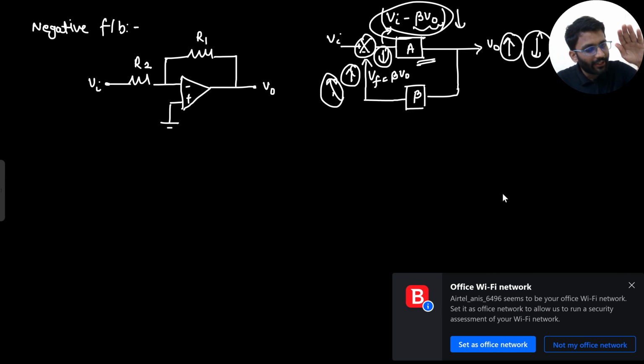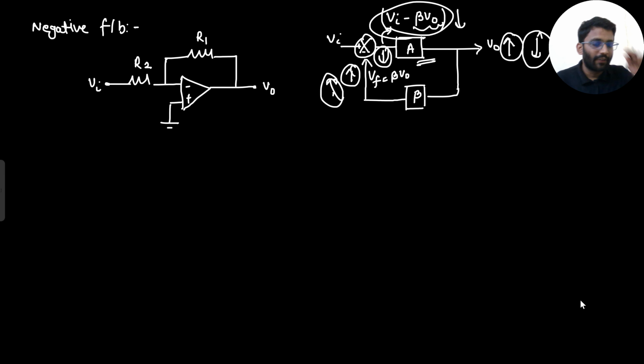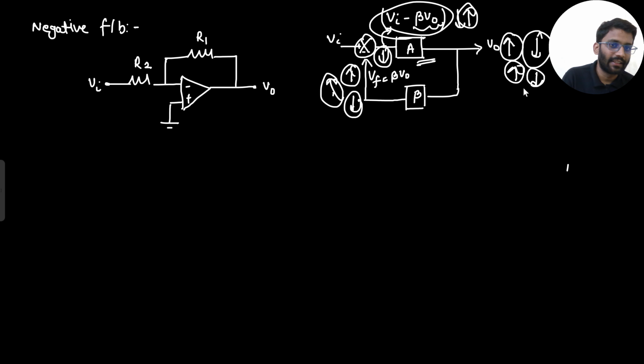Now V naught will not keep on decreasing. Now if V naught decreases, what will happen? If this decreases, this node will also decrease. If this node is decreasing, that means this node will increase. If this node increases, that means the output will increase. So the output increases, then decreases, then increases, then again decreases, then again increases. So it will go on and the output will be stable.